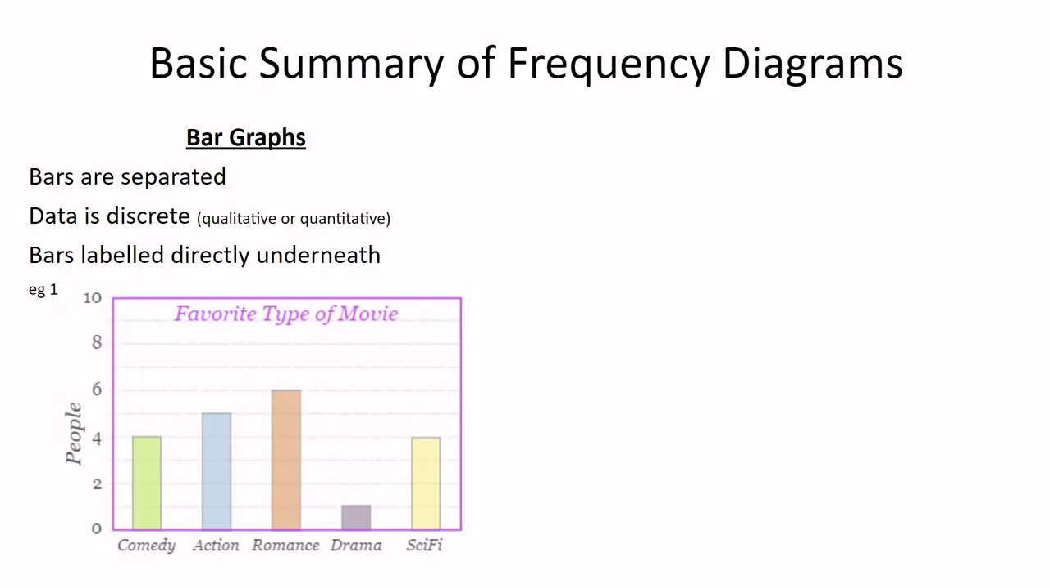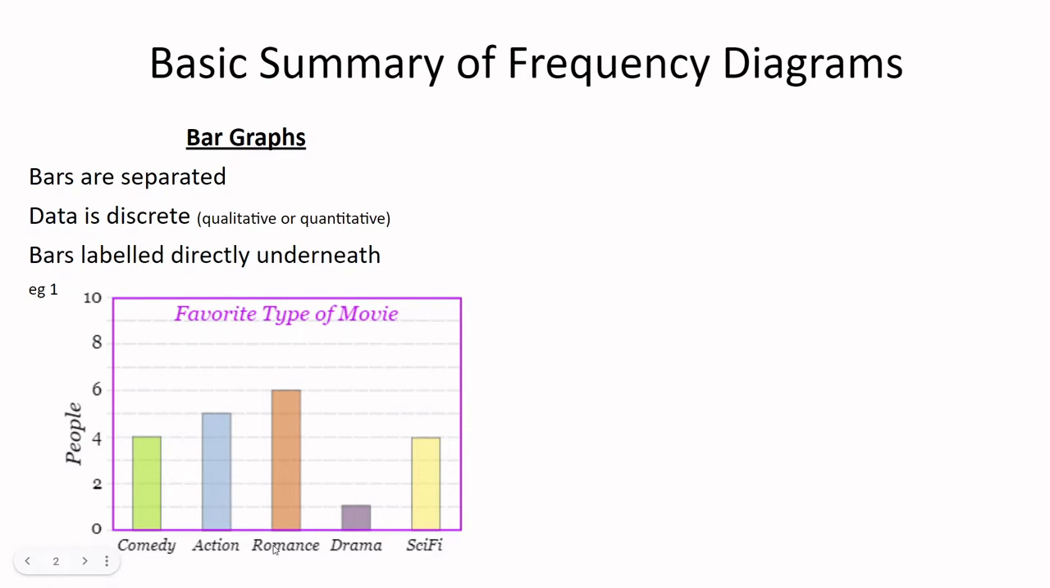Here I've got a bar graph of favorite types of movies. This is called a frequency diagram because the frequency is shown up the side of the graph. And by frequency, I mean the number of responses. When asked, what's your favorite type of movie? It looks like 4 people decided that comedy was their favorite type of movie. 5 people said action, 6 people said romance, 1 person said drama, and 4 people said sci-fi.